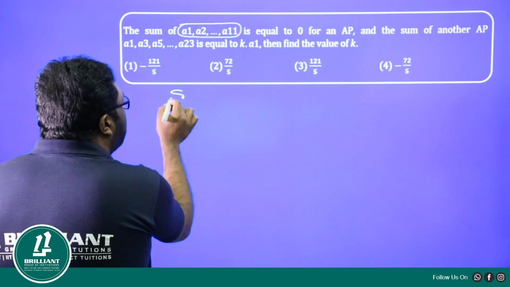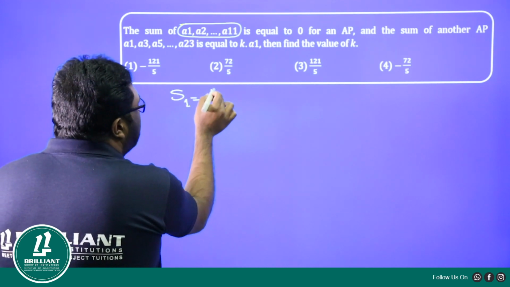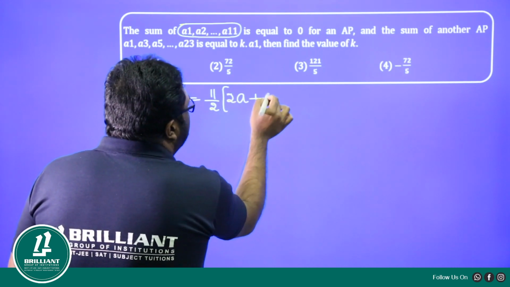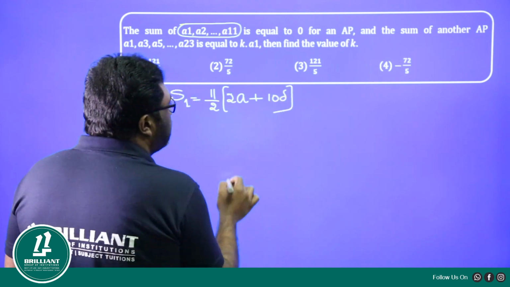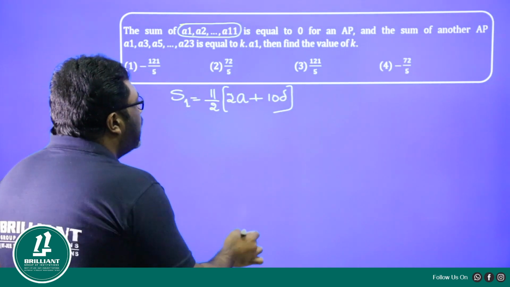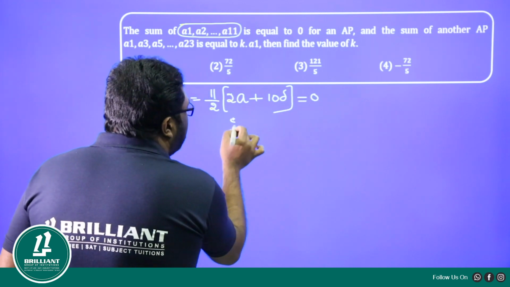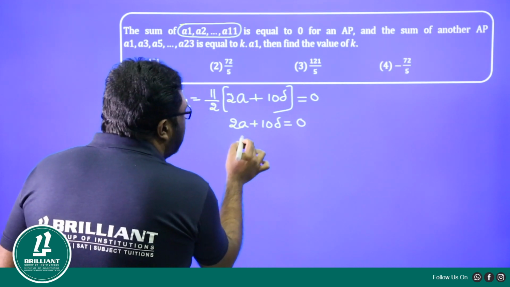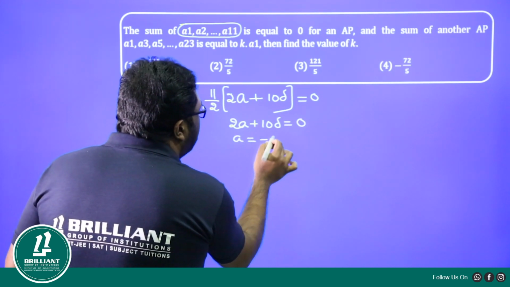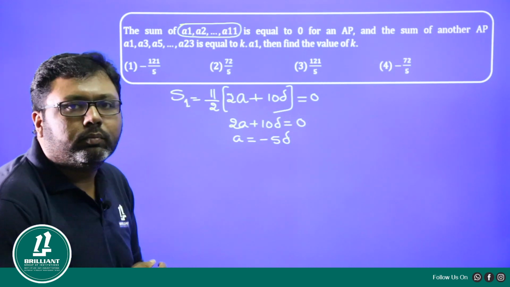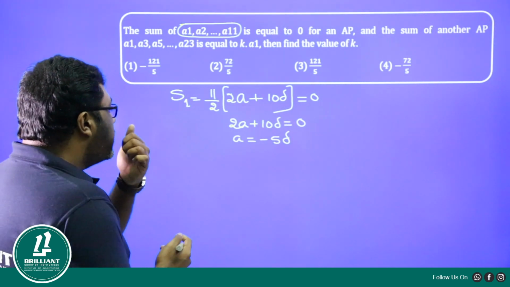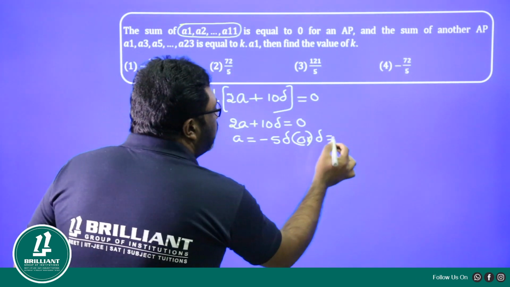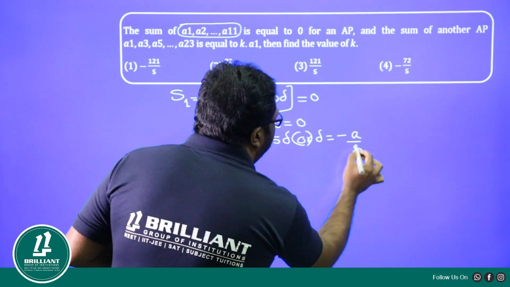So if I take the first sum, it has 11 terms. So 11 by 2 into (2A plus 10D). Now that sum is equal to 0, which means 2A plus 10D is equal to 0, and A is equal to minus 5D. This is a relationship between A and D. So I can also say D is equal to minus A divided by 5.